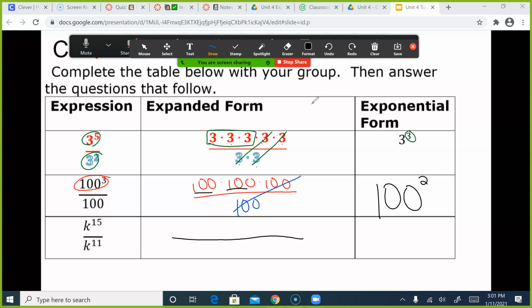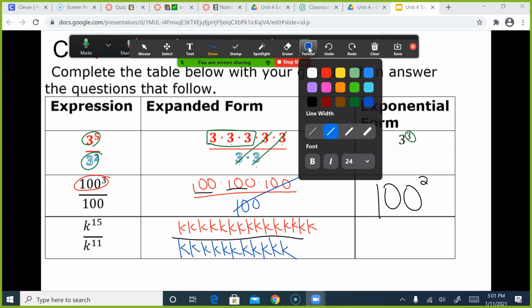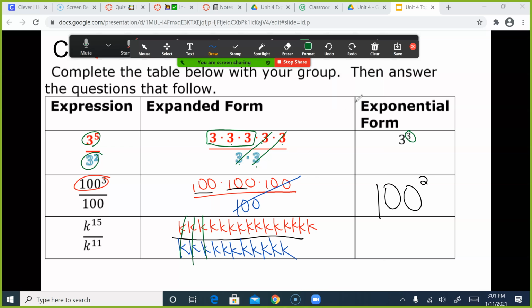Oh, yikes. Okay, so I'm going to write 15 K's out here. 10, 11, 12, 13, 14, 15. At this point, this is where you kind of want to know the property, but you don't want to have to keep writing these out. And then 11, 5, 6, 7, 8, 10, 11. And if I cancel them out, these cancel. So I'm left with 4 of them altogether.